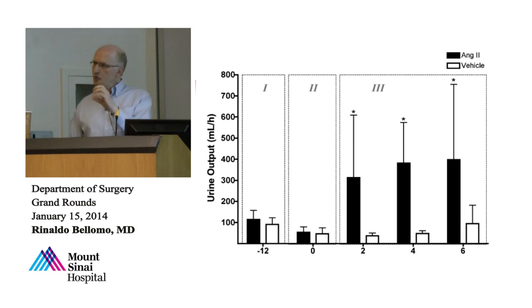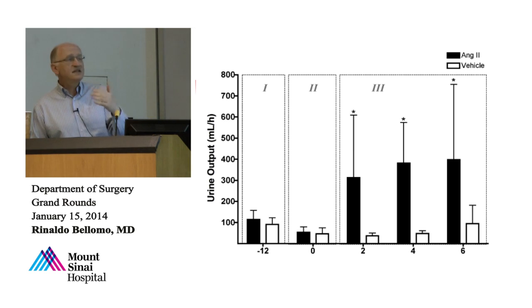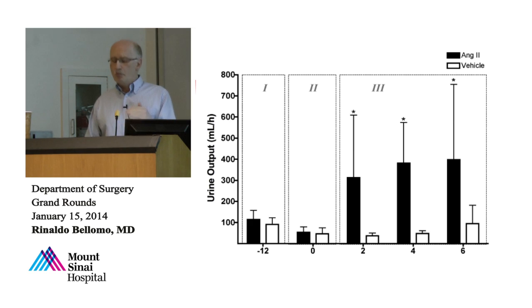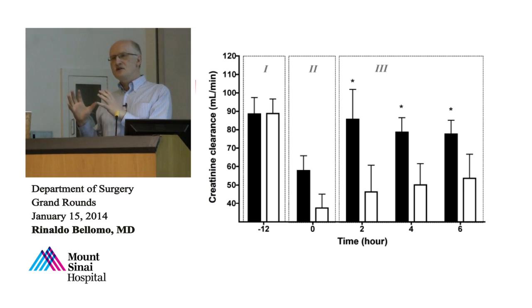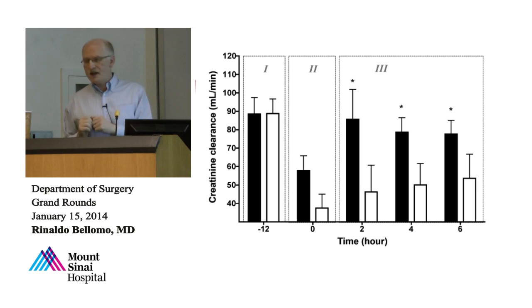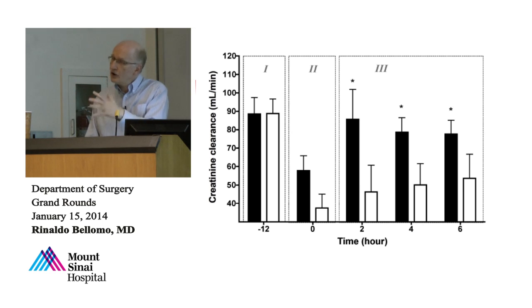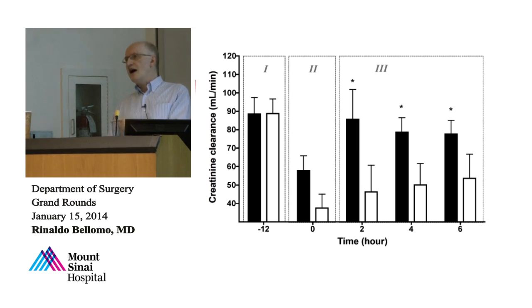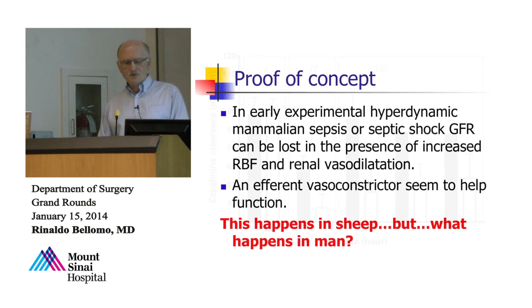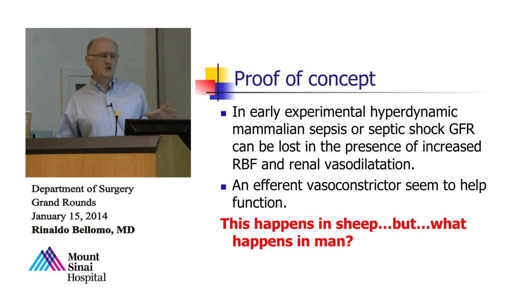And it's not just a little bit of an increase, it's a 5 to 10-fold increase in urinary output compared to vehicle. And of course, the creatinine clearance is almost completely restored during the intervention with angiotensin II compared to vehicle. So this supports the logic that efferent arteriolar vasodilatation may be an important mechanism for the loss of GFR in gram-negative sepsis. So this is a proof of concept situation that in early experimental hyperdynamic sepsis, efferent vasoconstriction may help.